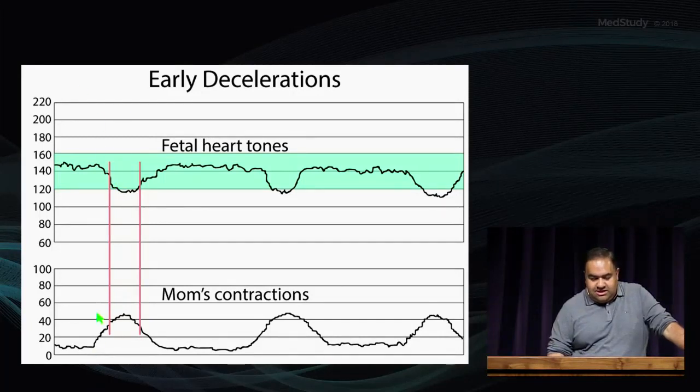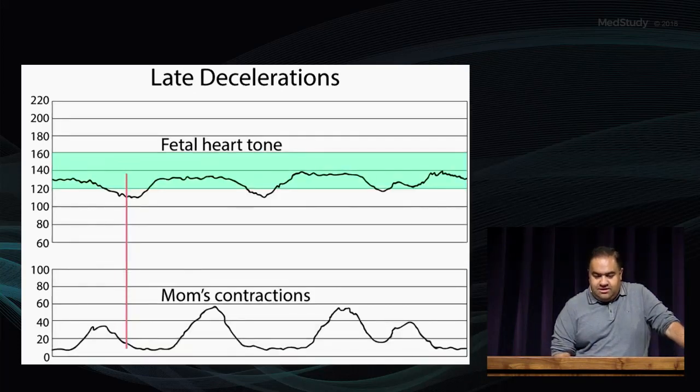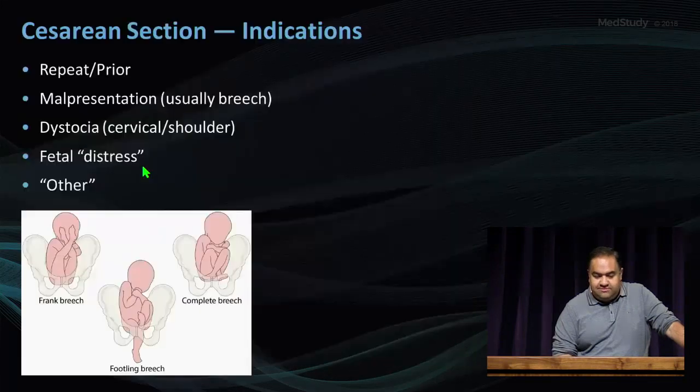So here's early decels, as you can see the mirror. So heart rate starts to come down, mom's contractions happen, and then as mom's contractions abate, fetal heart rate tones start to go back. So probably from head compression. These are the lates. So as you can see, the contraction occurring, and once that contraction starts to decrease, then the heart rate starts to go down right about that time. So those are more concerning for uteroplacental insufficiency.